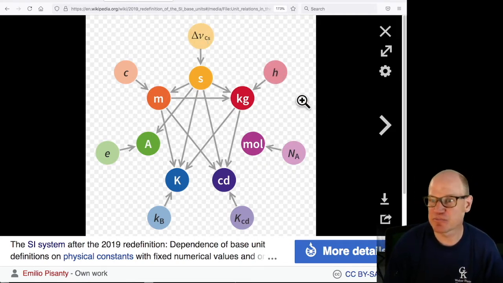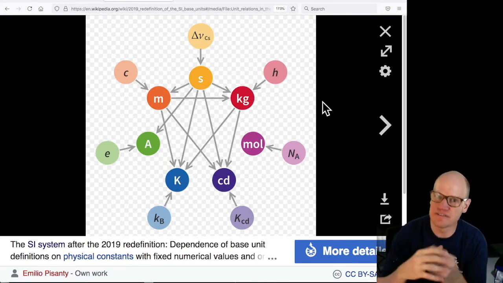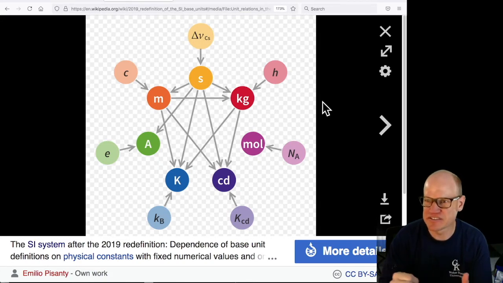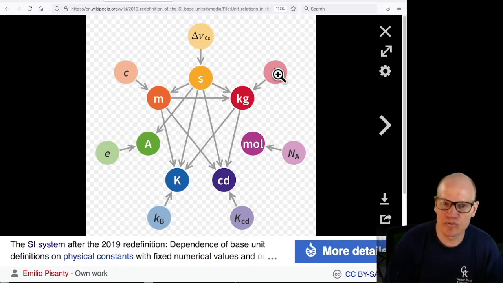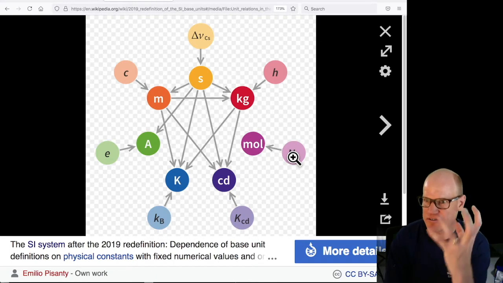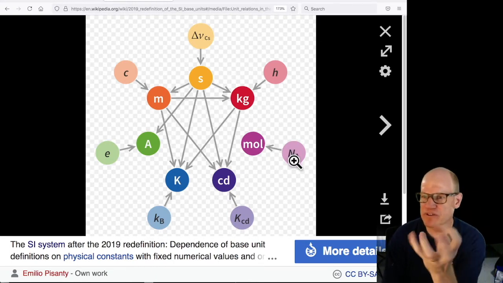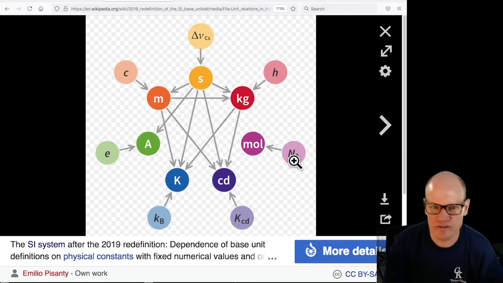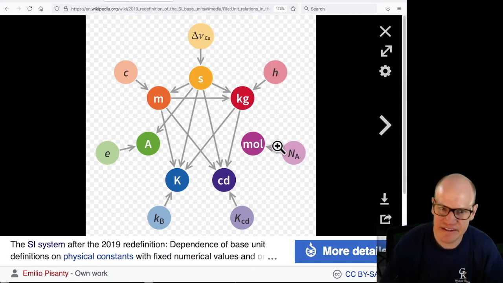H right here, that is Planck's constant. Planck's constant is a fundamental constant that was incorporated or devised to explain things in quantum mechanics about 130 years ago. And Planck's constant is now what is used to give you the kilogram. The Avogadro's number is a fixed number now. So Avogadro's number is now a fixed quantity. Instead of saying whatever the mass of 12 grams of carbon 12 is, you just say this is Avogadro's number, 6 point something something times 10 to the 23. That gives you the mole.